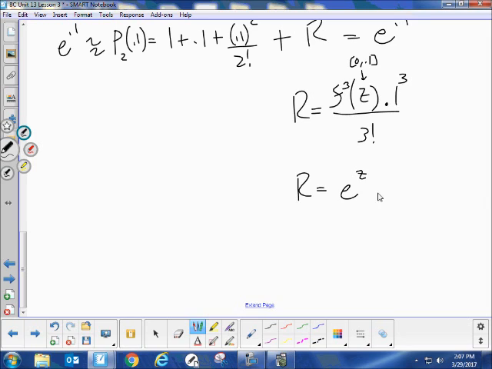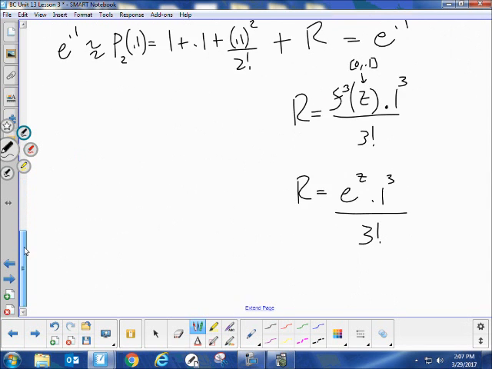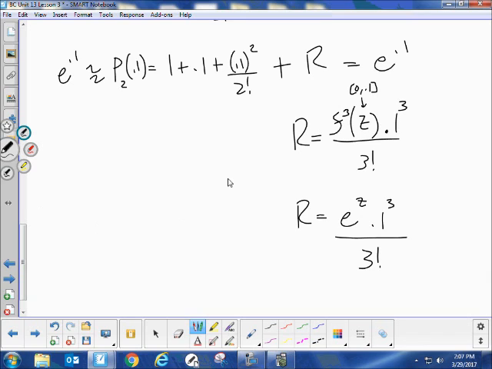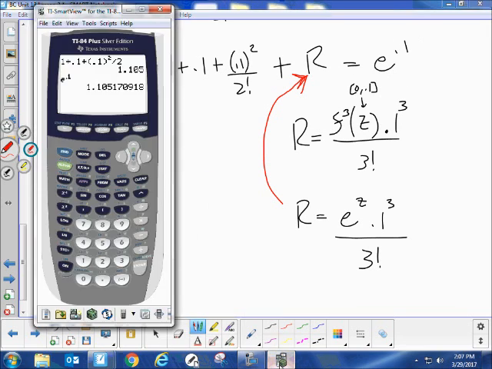We'll say it's e to the z. And that z has got to be between 0 and 0.1 as Lagrange guarantees, okay? So let's go ahead and do it. I'm going to just plug this in here, and I'm going to solve the equation using my calculator. I'm going to graph y equals the left side and y equals the right side and kind of go from there, okay? So let's see what we got.